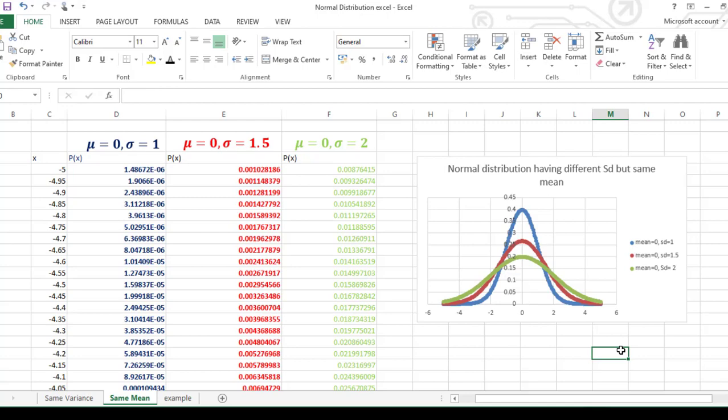Okay, so we have seen how to draw the normal distribution graph and how the shape of the normal distribution behaves when we change the mean or standard deviation. That's all for now.